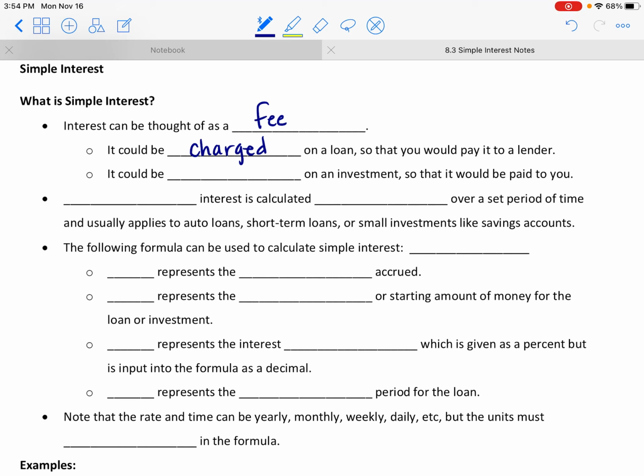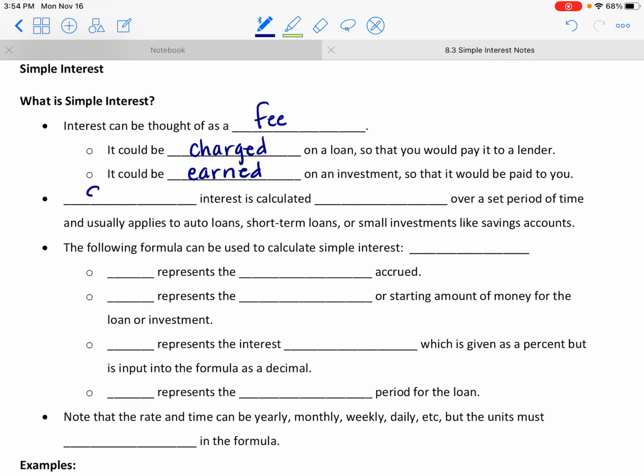Or it could be something that is earned on an investment. So if you put money into a savings account, for example, and you're earning interest, then it's still a fee, but it's going to be a fee that is paid to you. So it's charged on money that you could borrow and you would have to pay it, or it's earned on an investment and someone would be paying you. Okay, but in either case, interest is a fee.